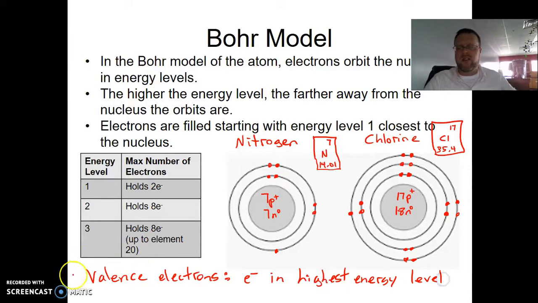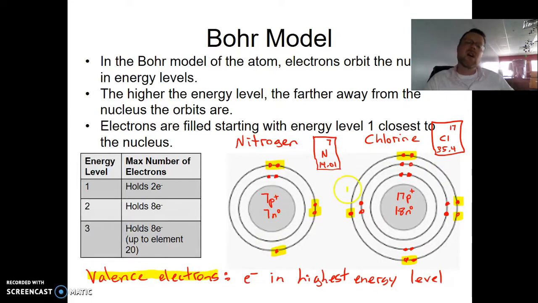So if I wanted to show valence electrons in the models that I just drew, nitrogen would have these 5 electrons in the highest energy level be its valence electrons. Chlorine here would have 7 valence electrons.